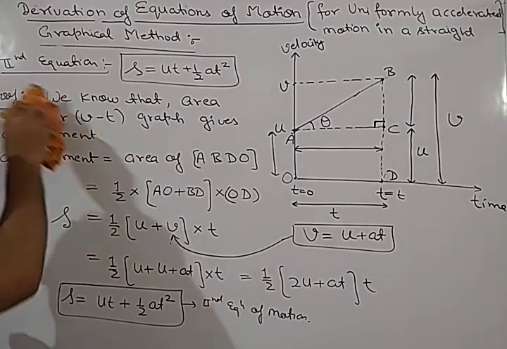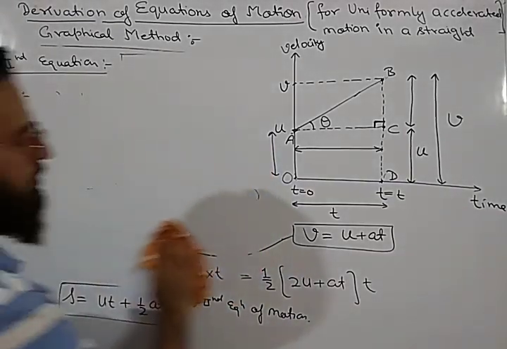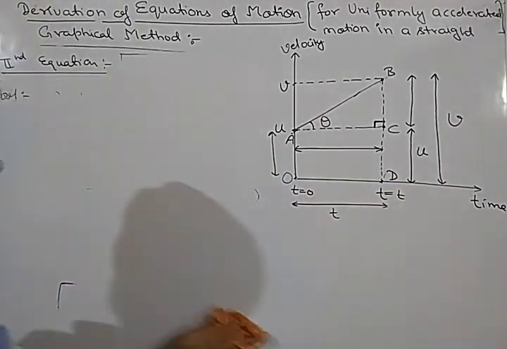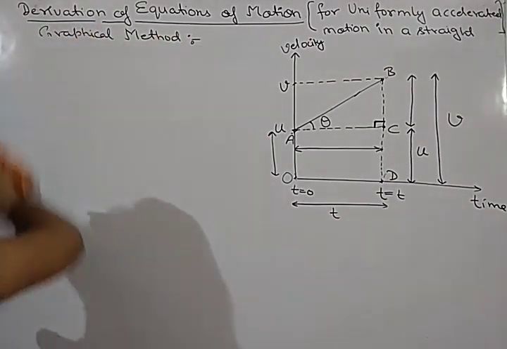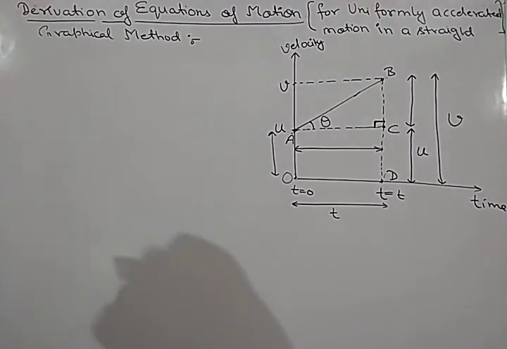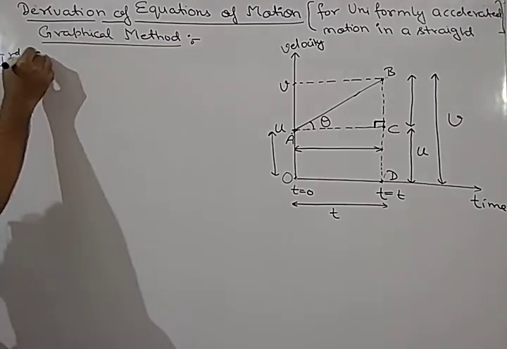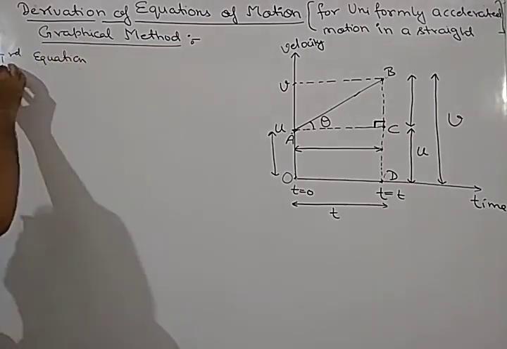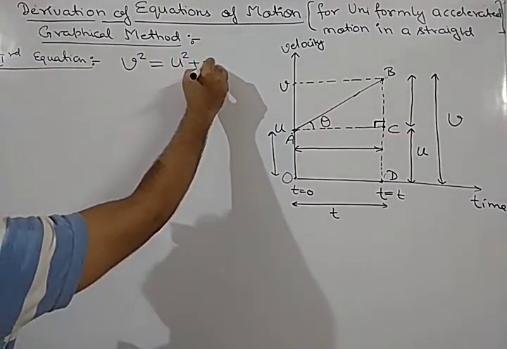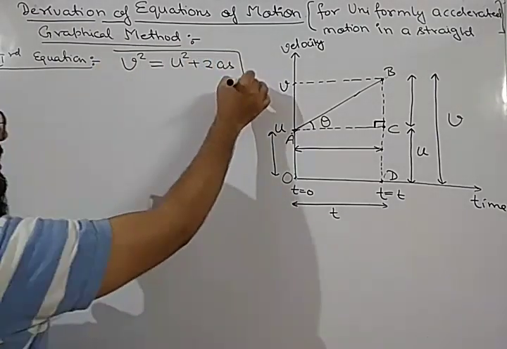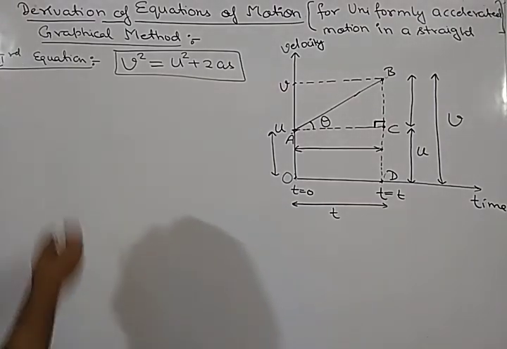Now we are going to prove the third equation of motion. So what is the third equation of motion? I told you earlier. This is our third equation of motion: V square is equal to U square plus 2AS. So now we are going to prove this equation, the third equation of motion.